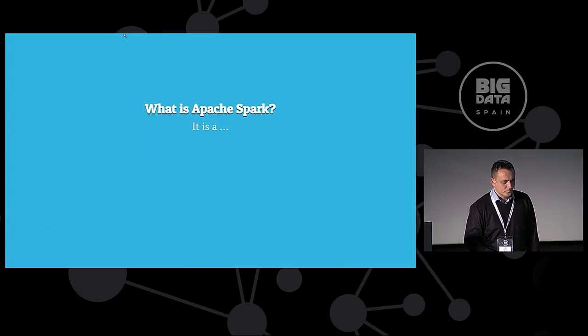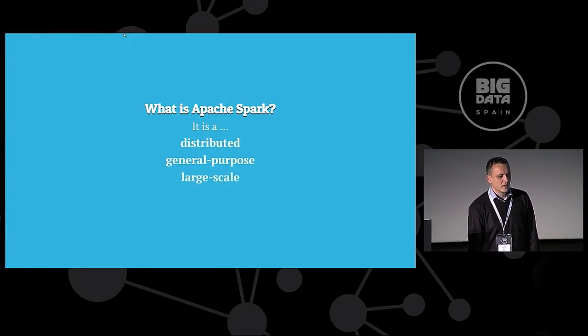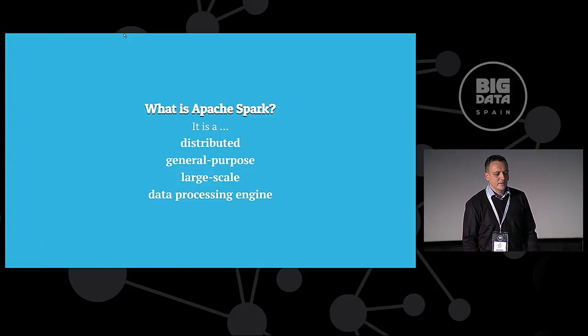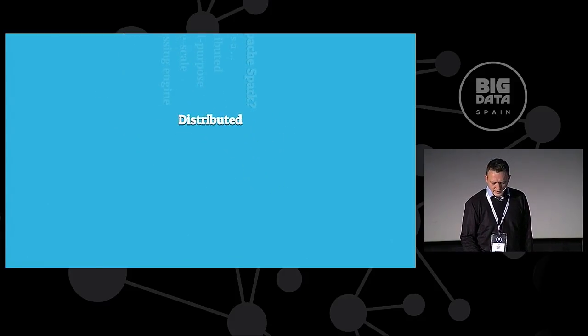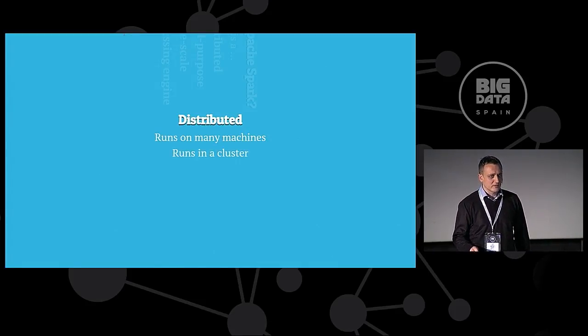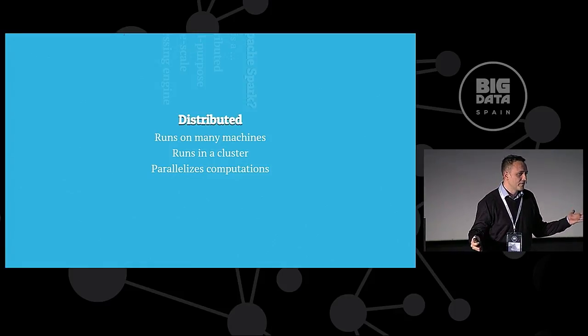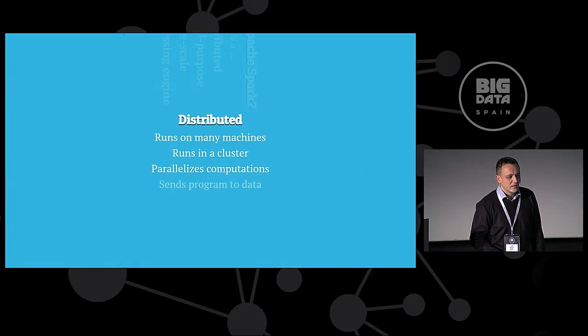So, what is Apache Spark? It's a distributed, general-purpose, large-scale data processing engine. I'm going to unpack this just briefly. Distributed, I guess you all know what it means. It runs on many machines inside some kind of cluster. It parallelizes computations. Everything runs in parallel.